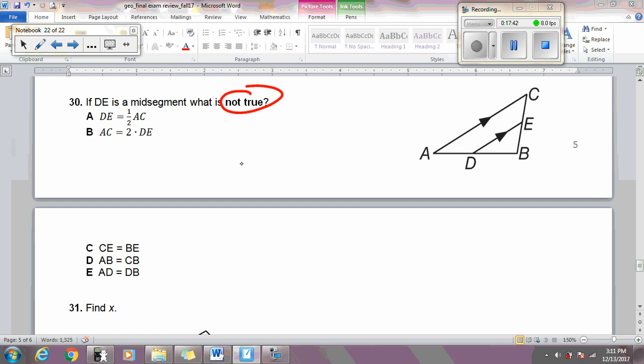Okay. So DE is equal to half of AC. Is DE, being the midsegment, half the size of AC? That is true. So we mark that one off. AC is equal to 2 times the amount of DE. That is true as well. So let's cross that off.